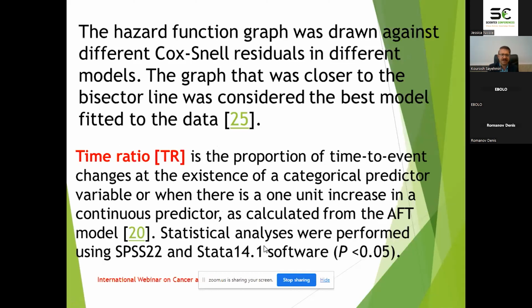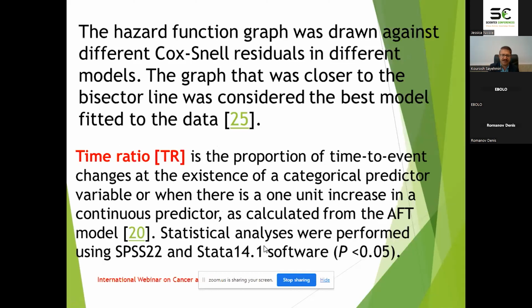And also, I use the hazard function against the Cox-Snell residual, which shows the best fit. We can use this to choose the best models.